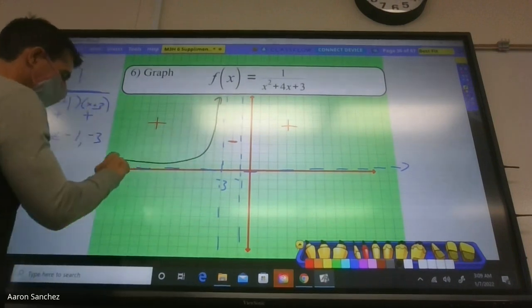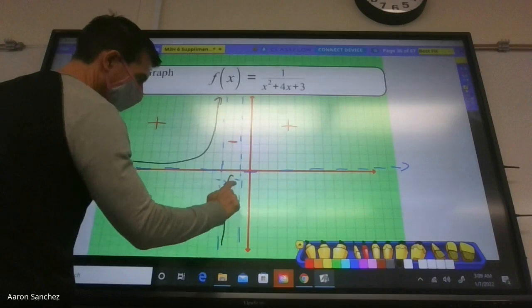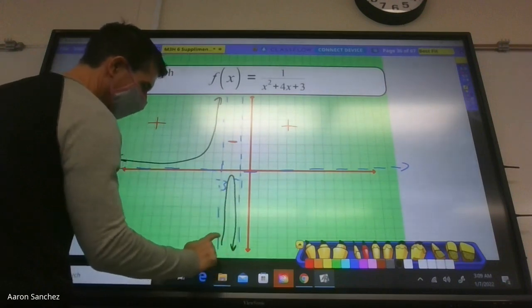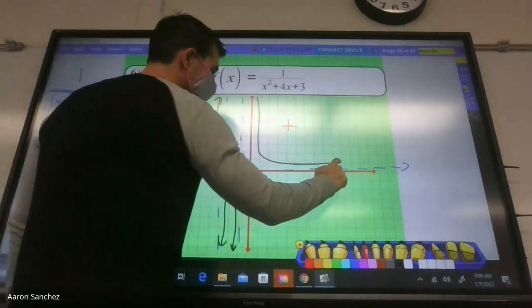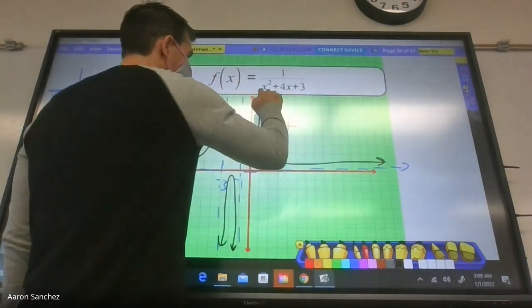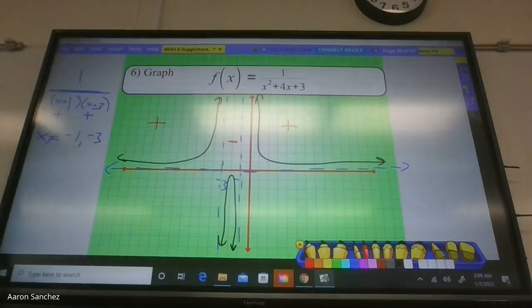Here, negative. We just hug. So you can't get those asymptotes. Hug. And this one, positive. Hug. Oh, I should have been closer to this asymptote, but you guys see what I mean, right? Yeah.